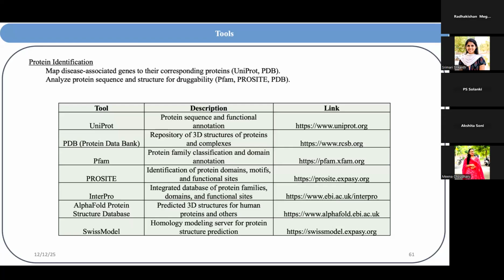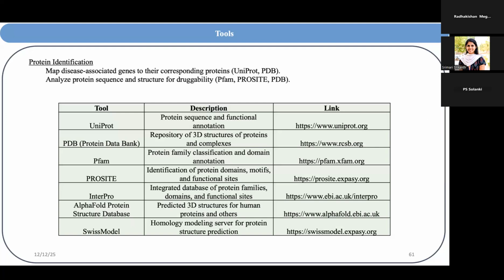Additionally, there are also the AlphaFold protein structure database and Swiss-Model. I have told you about PDB, which is for experimentally solved structures. For proteins without known structures, we utilize the AI-based AlphaFold predicted 3D structures, which have a revolutionary ability to visualize proteins that lack experimental data. There are also other online tools like Swiss-Model, which is homology-based modeling to predict structures based on related proteins.